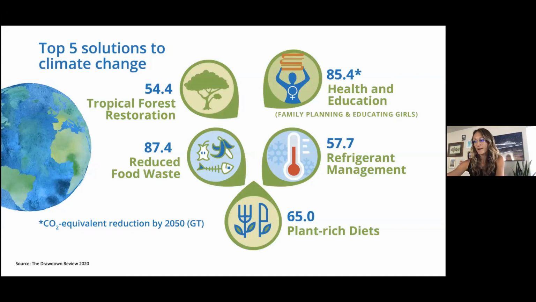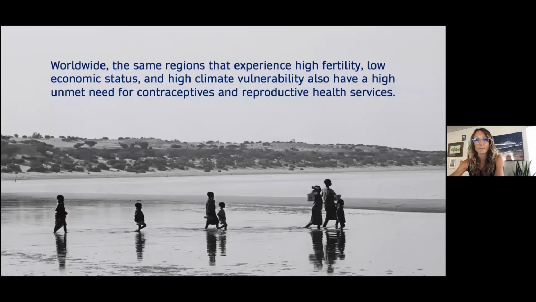So the impact, both socially and environmentally, is very significant and compelling. And so as we just end, this is, again, just an intro to population and climate change, and we're going to get into some of the different connections later on in the course. But it's important to remember as we're closing out that worldwide, the same regions that experience high fertility, low economic status, and high climate vulnerability also have a really high unmet need for contraceptives and reproductive healthcare services. And for this reason, the world's most marginalized populations are also the most vulnerable to climate change.